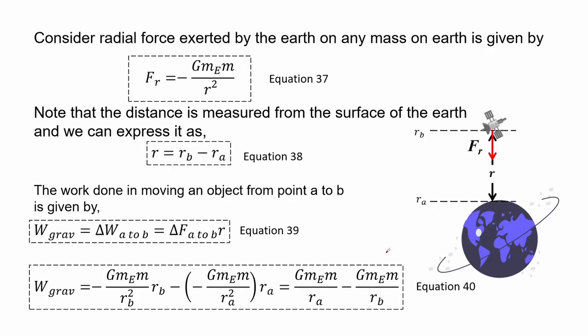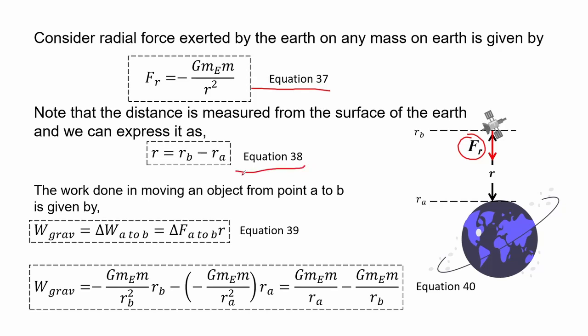Consider the radial force exerted by the Earth on any mass on Earth as given by equation 37. We see that it is pointed towards the Earth. Note that the distance is measured from the surface of the Earth, and we can express it as the difference of lengths as shown in equation 38.